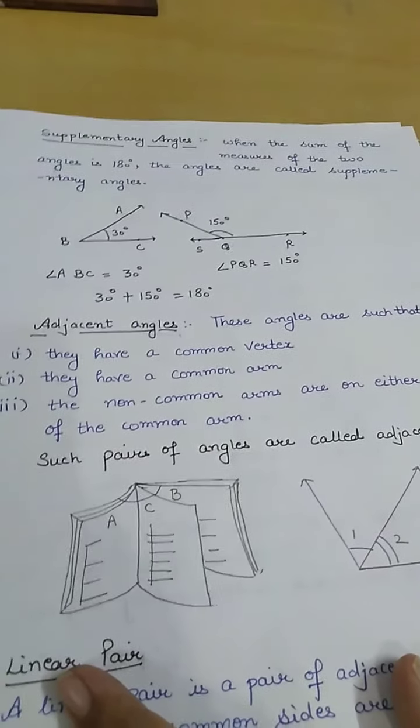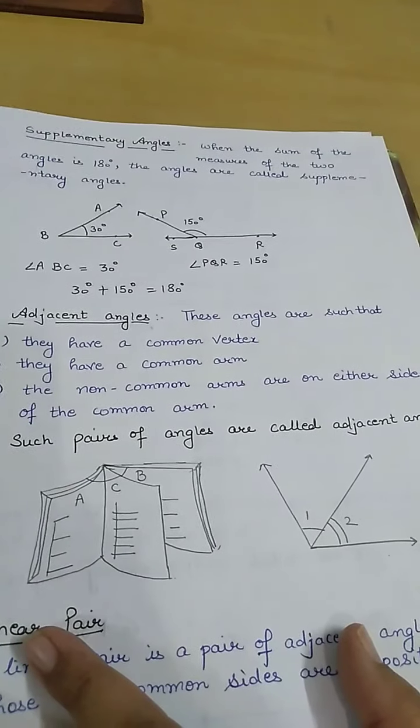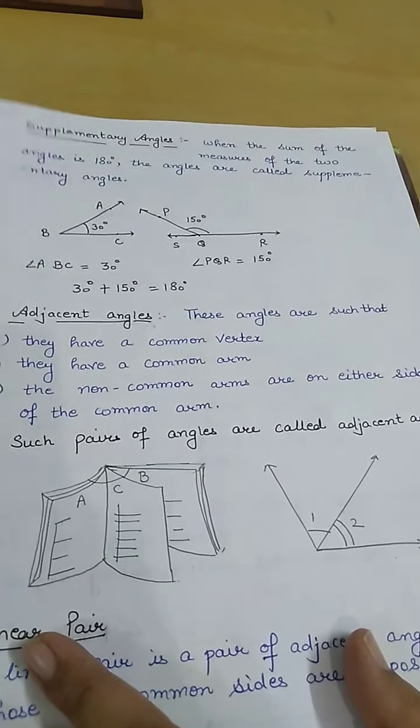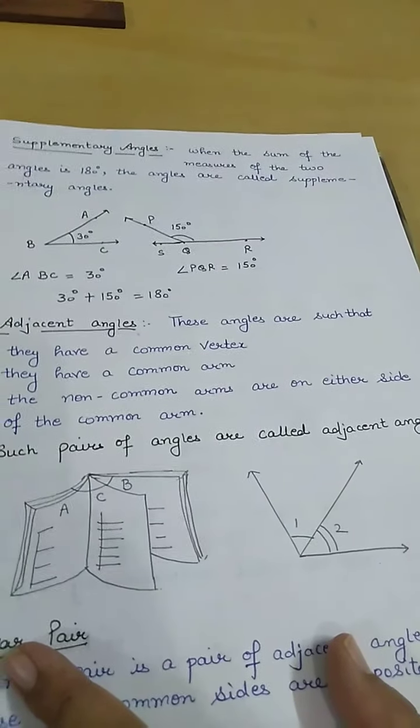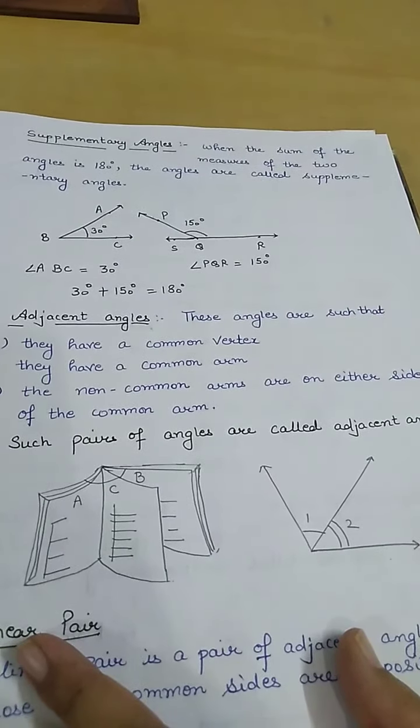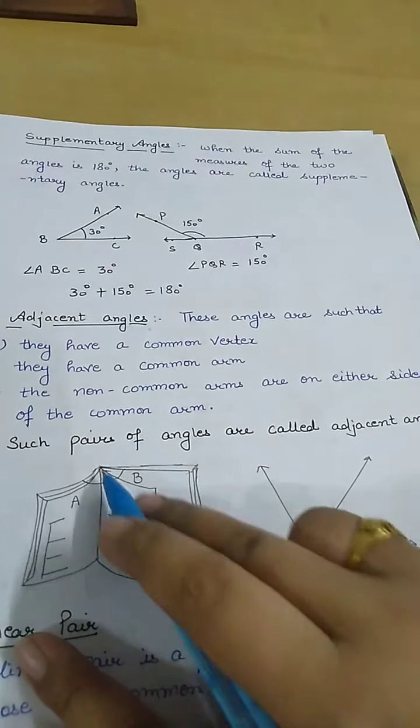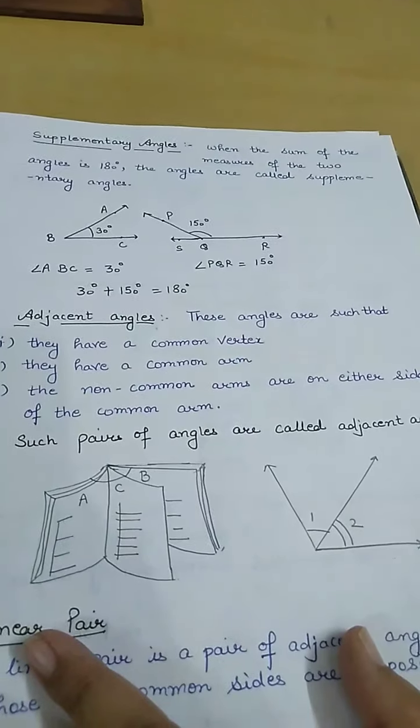So now the next is adjacent angles. Adjacent angles means angles which are next to each other. Adjacent means next to each other, and adjacent angle means one angle next to another angle which have one ray in common in between them.